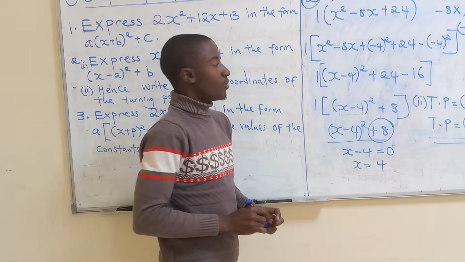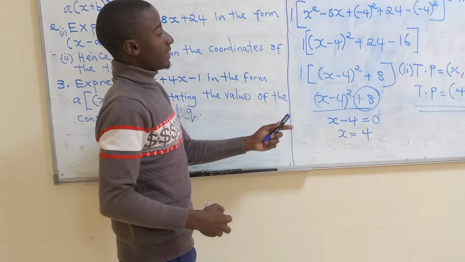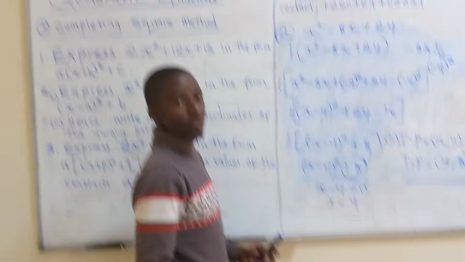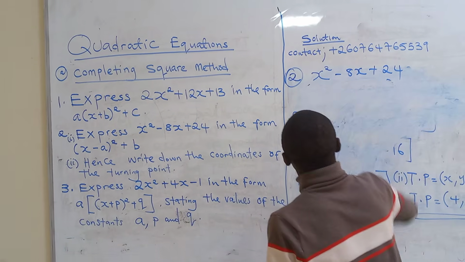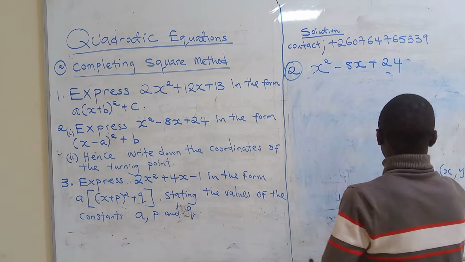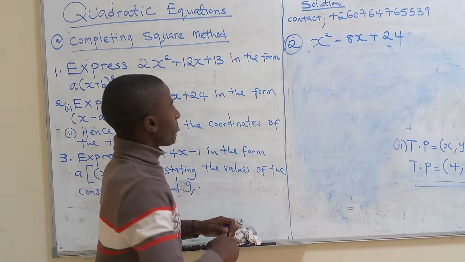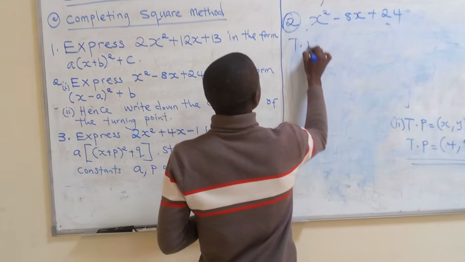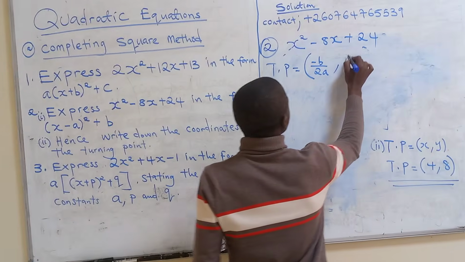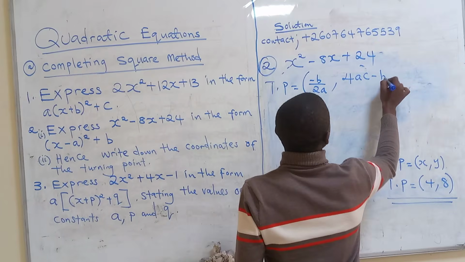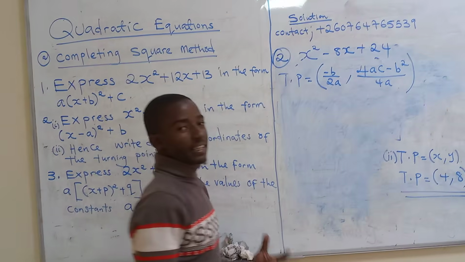So if you want to prove, you can also use the formula. Like I said, if you want to prove, you can use the formula. So let me show you what I mean. Using the formula for calculating the turning point, we know that turning point is equal to negative b over 2a, comma 4ac minus b squared over 4a.